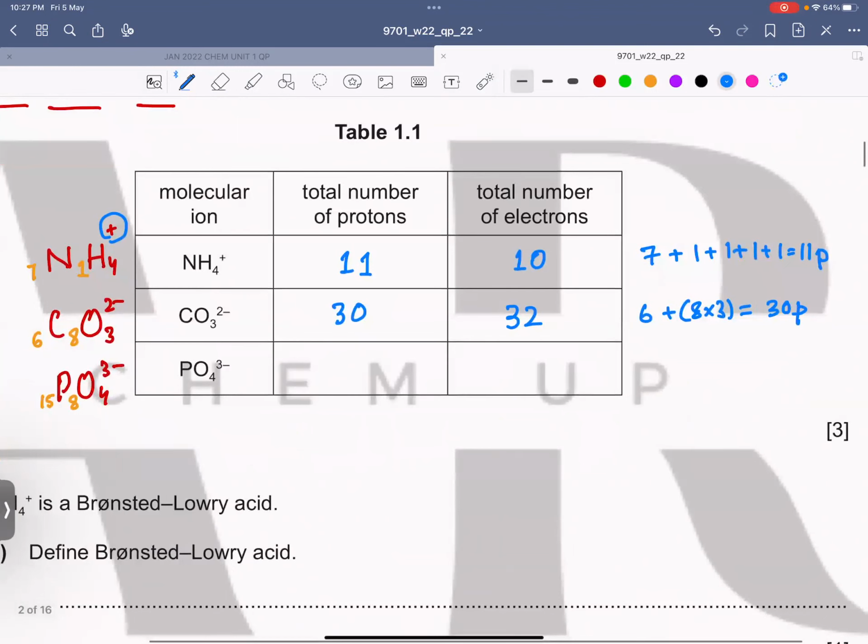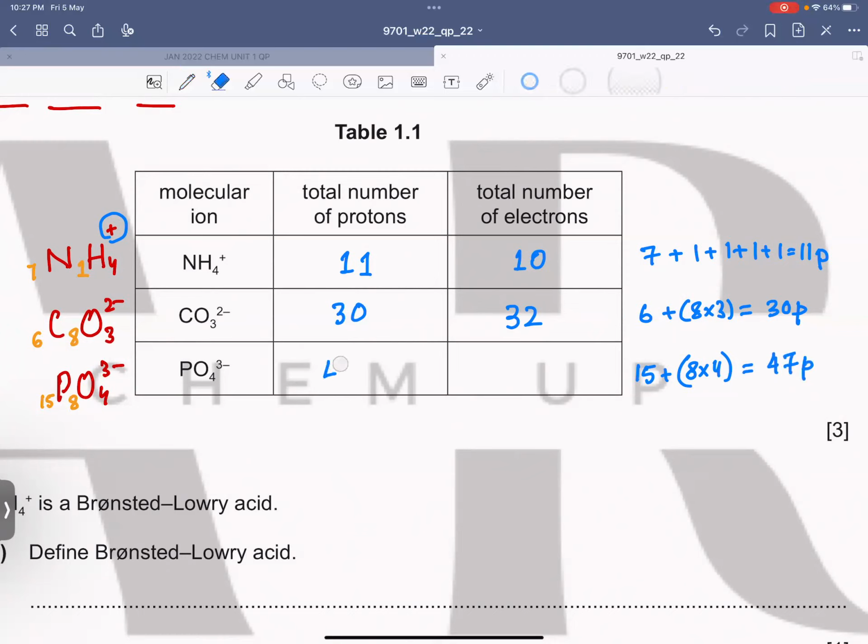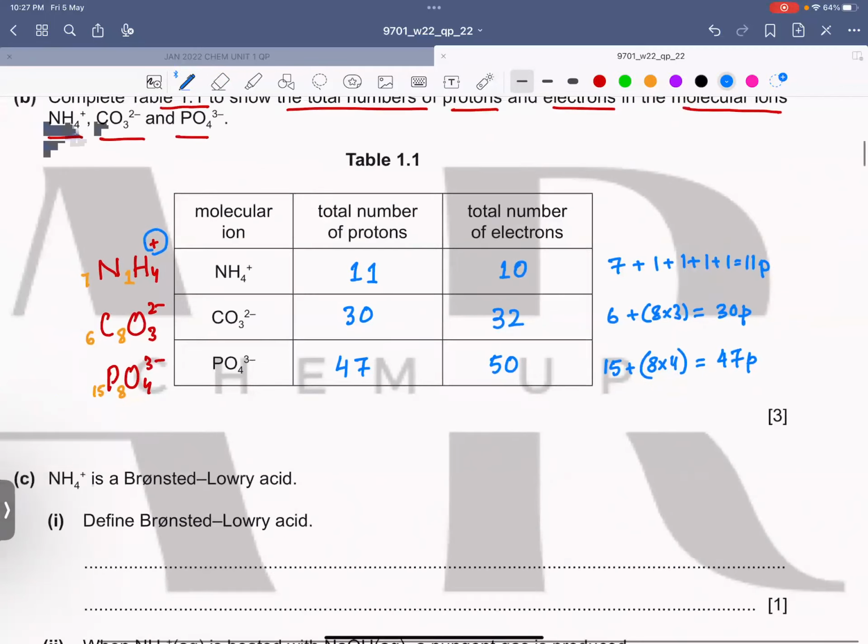Now, in phosphate, there are 15 protons for phosphorus, and there are 4 oxygens. So 8 times 4, 32, and 32 and 15 would be 47. So there are 47 protons, and its charge is 3 negative, which means 3 extra electrons, which makes it 50 electrons. Is this clear to everyone? Yes.